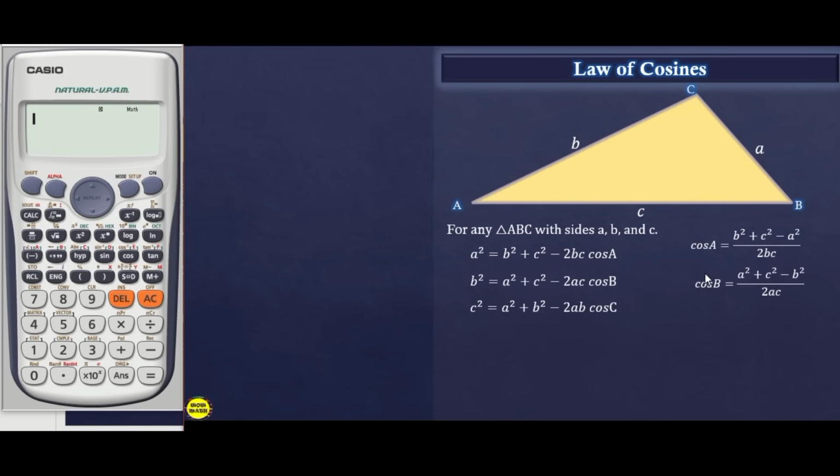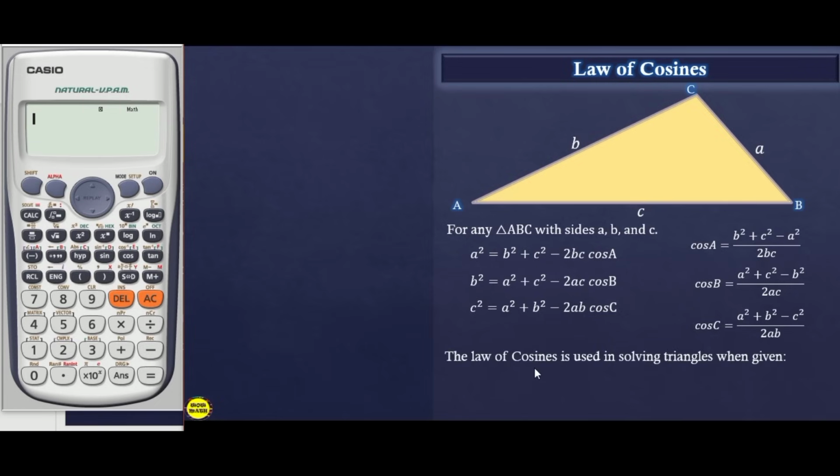And then, ganun din po sa iba. For us to find angle B, we will use cosine B is equal to a squared plus c squared minus b squared all over 2ac. Actually, madali lang siyang tandaan kung ano yung angle. Yung BC po ang gagamitin natin, minus a squared, and then kung ano po yung nandito, times lang po natin sa 2. Okay, ganun din po sa iba. And then for angle C, we will be using cosine C is equal to a squared plus b squared minus c squared all over 2ab.